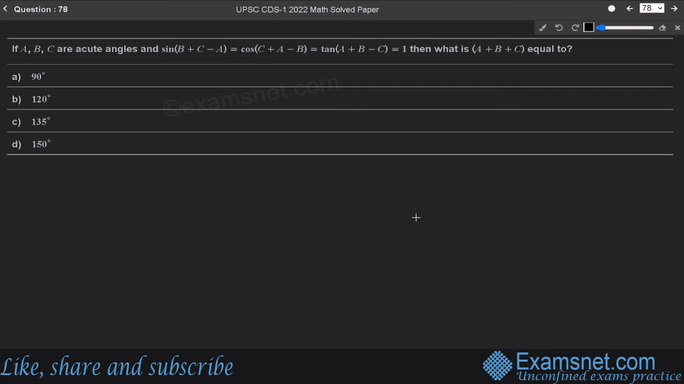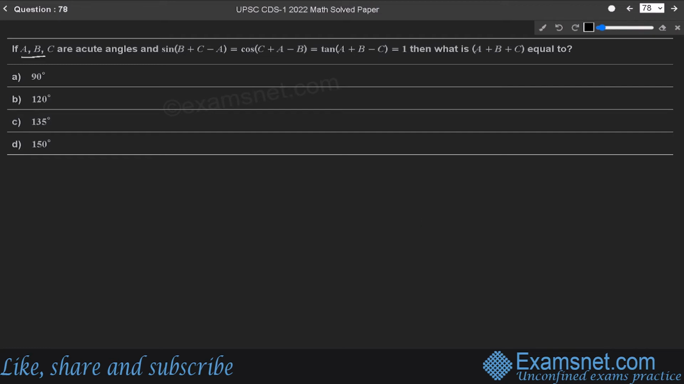Next question is, if A, B and C are acute angles and sin(B + C − A) equals cos(C + A − B) equals tan(A + B − C) equals 1, then what is A + B + C equal to? It is a question from trigonometry. So first let us write the given values.